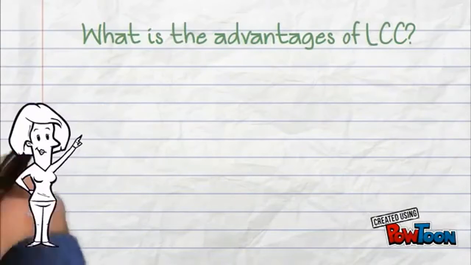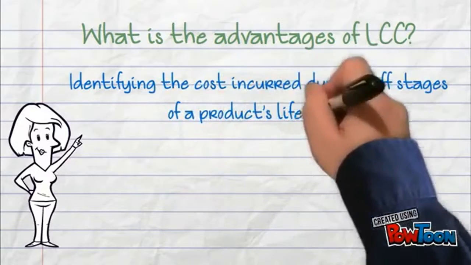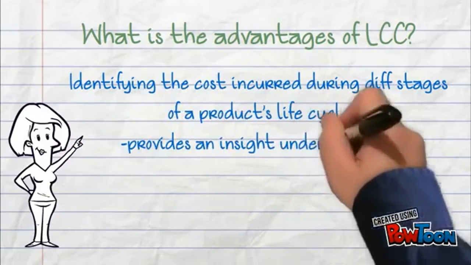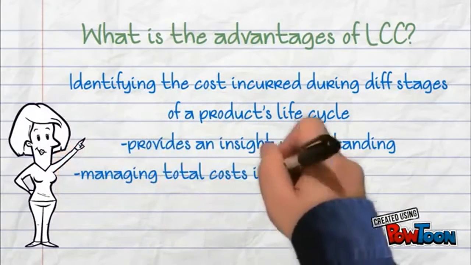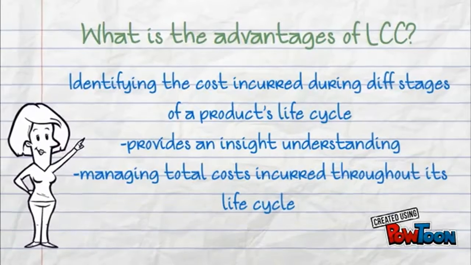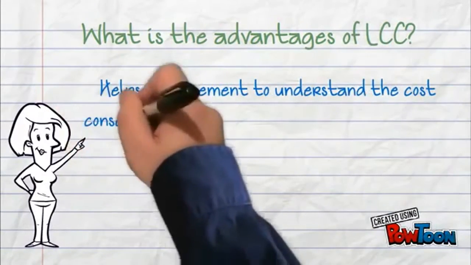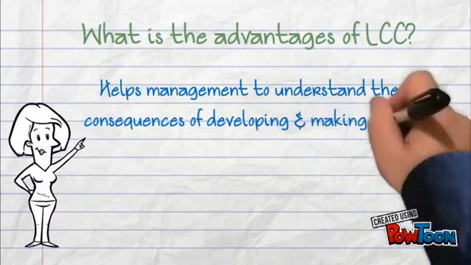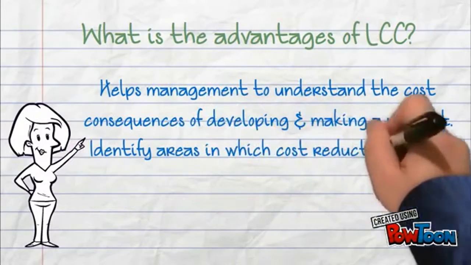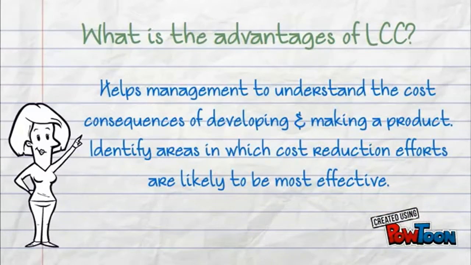There are a few advantages of life cycle costing. Firstly, identifying the costs incurred during the different stages of the product's life cycle provides an insight into understanding and managing the total costs incurred throughout its life cycle. In particular, life cycle costing helps management to understand the cost consequences of developing and making a product and to identify areas in which cost reduction efforts are likely to be most effective.